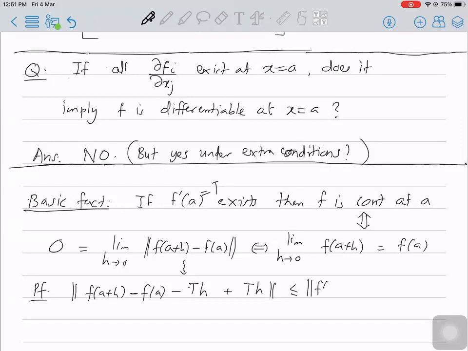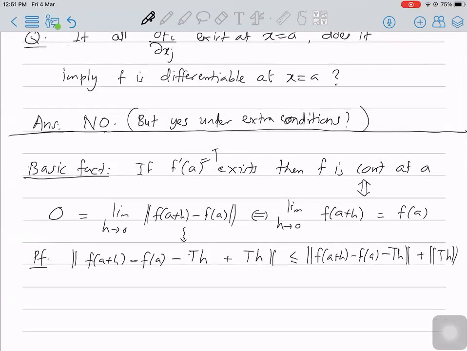So we do this: f of a plus h minus f of a minus T h, plus the norm of T h. Okay. All right, so I want to show that what I started out with goes to 0. So this is just equal to whatever is the inside quantity here, right? So it's enough to show that the right-hand side goes to 0 as h approaches 0.